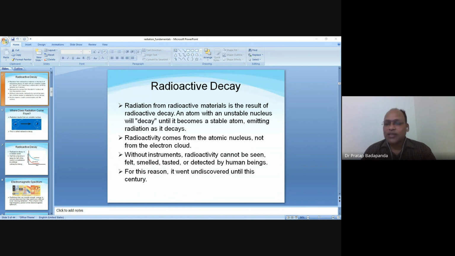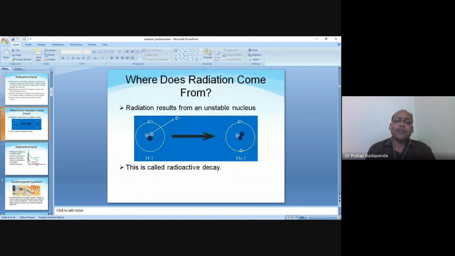There is no taste of radiations. It cannot be detected by human beings except by being felt, because it will have a hazardous impact on our body. So that's why we can feel that. Next, for this reason, it went undiscovered until this century. Okay. Now, where does radiation come from?